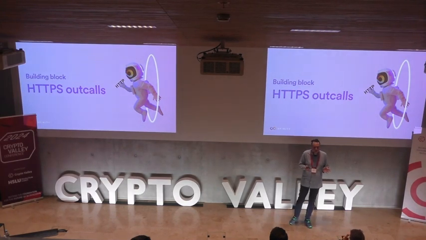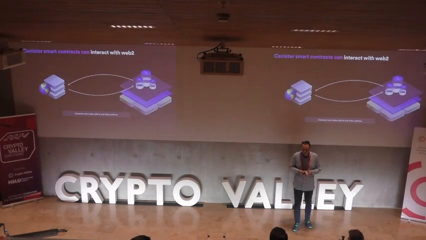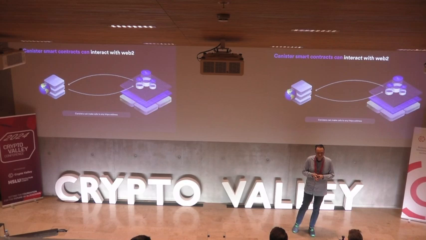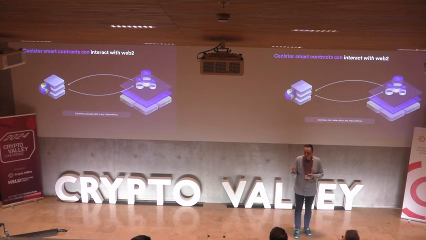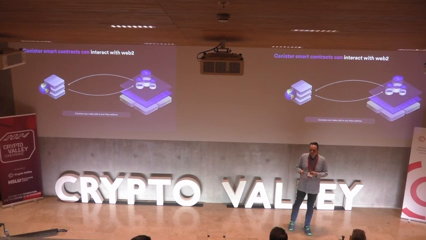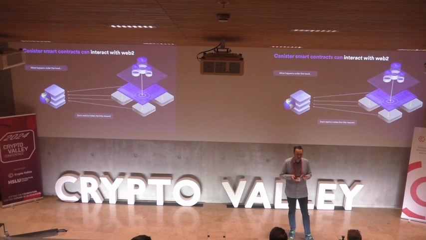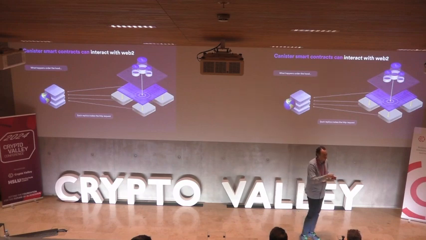The next one is HTTPS outcalls. HTTPS outcalls are very simple at the high level. A canister smart contract is able to make a call to a Web2 service and get back a response. Of course, it's not so easy because the canister smart contract is replicated on many machines. So what happens in the background is, I show you 4 machines. Every machine that hosts this subnet where the canister is running makes the same call to the Web2 server, and then the Web2 server provides back a response to each of the calls.